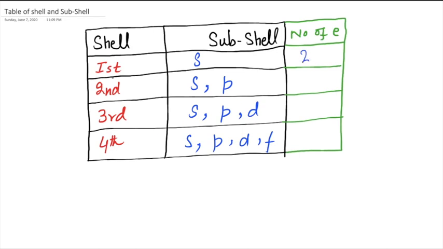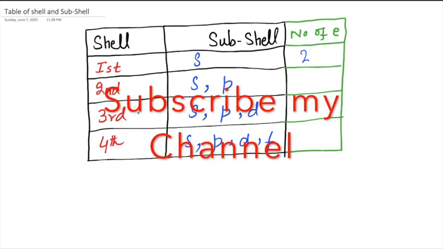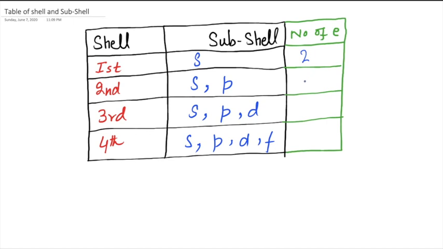In the second shell, how many subshells are present? There are two subshells, S and P. How many electrons are present in the second shell? In the second shell, 8 electrons are present. How? 2 electrons are present in S and P can accommodate 6 electrons, so 6 plus 2 is equal to 8.